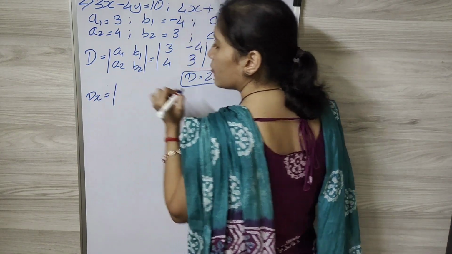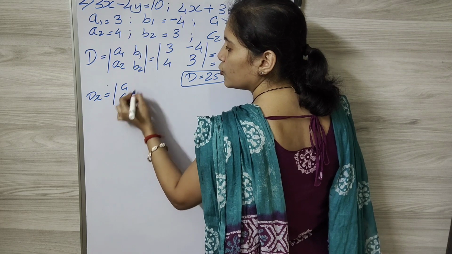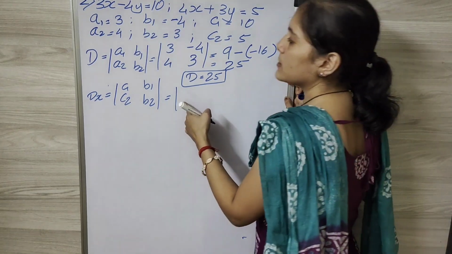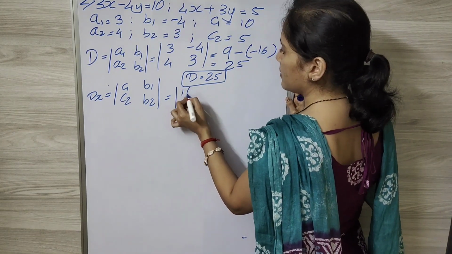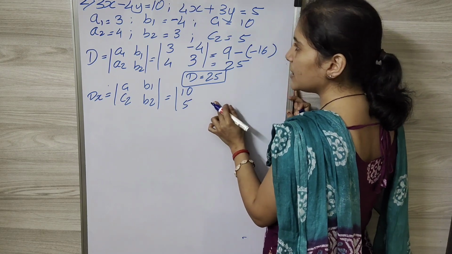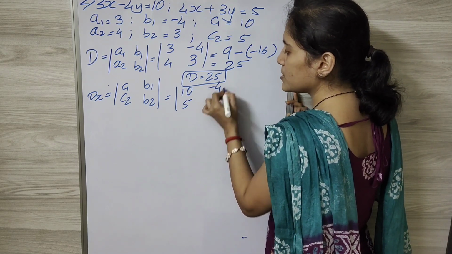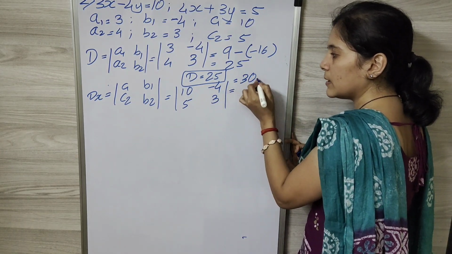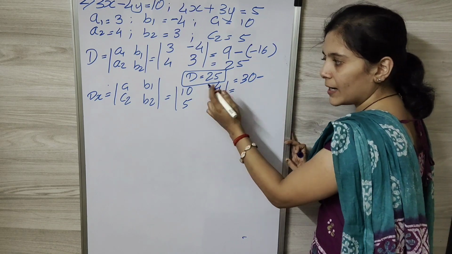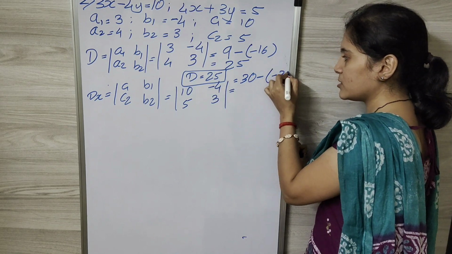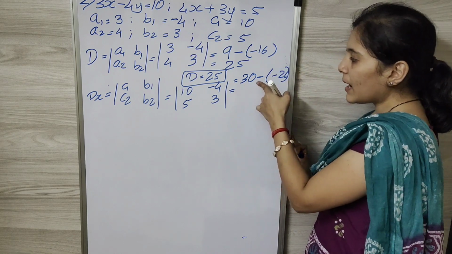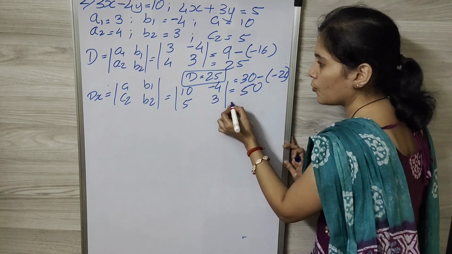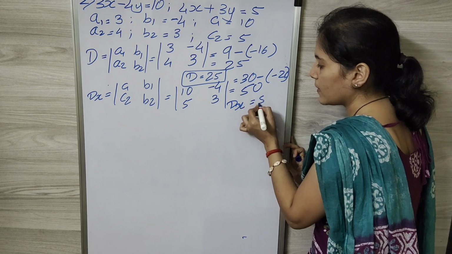Now, dx. For dx, the formula is c1, c2, b1, b2. Again, replace this formula. c1 that is 10, 5, b1 and b2. b1 is minus 4, b2 is 3. Again, cross multiplication. 10 3s are 30, middle term minus 5 4s are 20 and minus 4, that is minus 20. So 30 minus minus becomes plus. 30 plus 20 becomes 50. So dx is equals to 50.